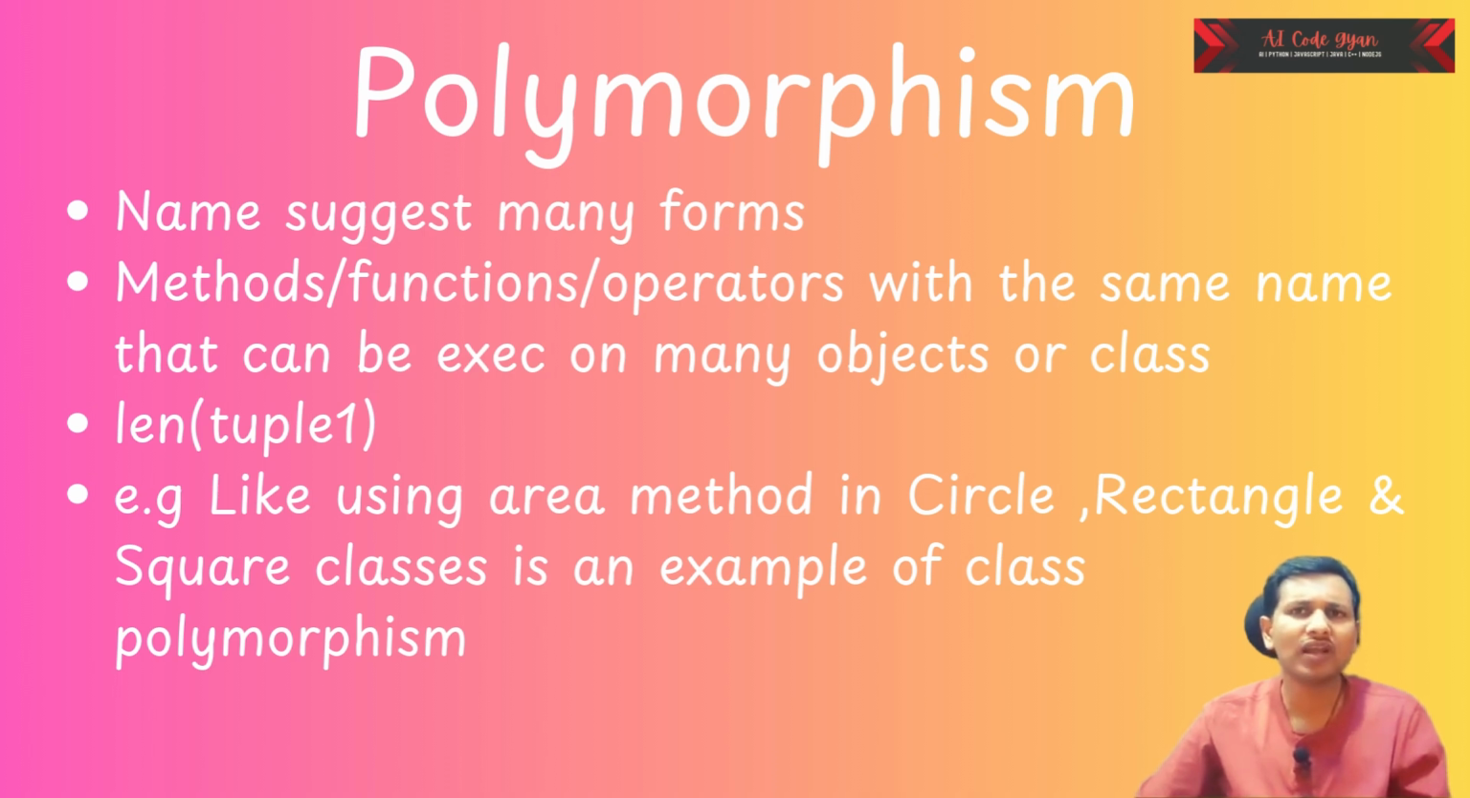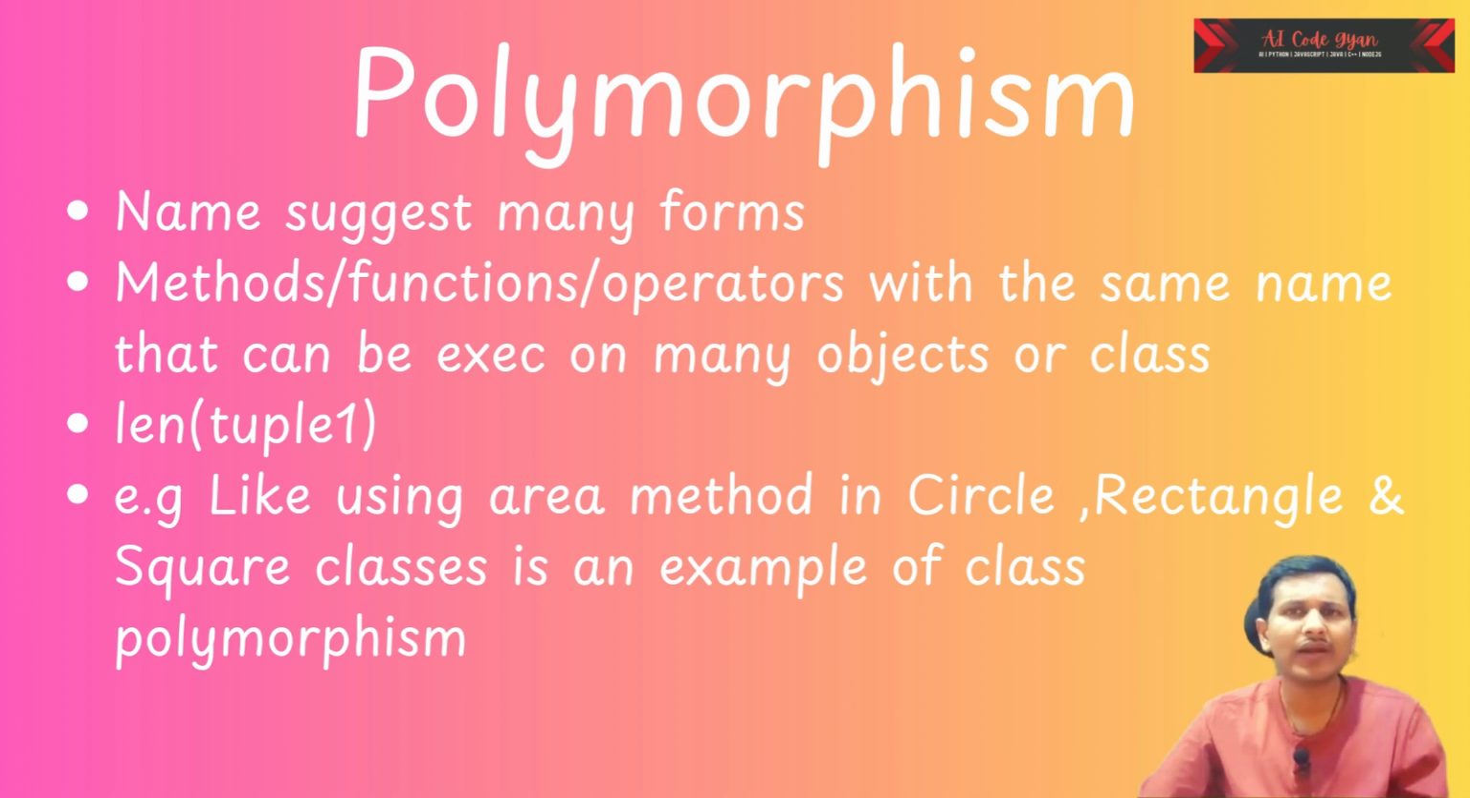The len function is one of the big examples of polymorphism which is used in Python. We can use the len function to find the length over different objects, like a tuple, list, dictionary, and even over a str we can use it.